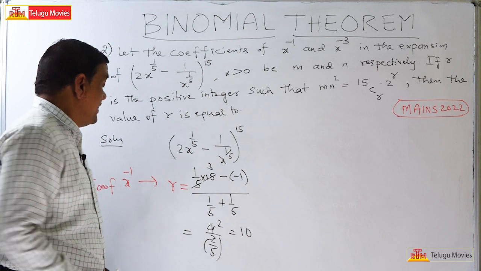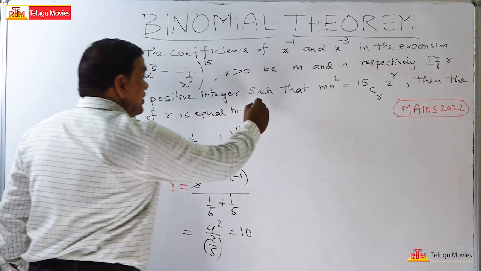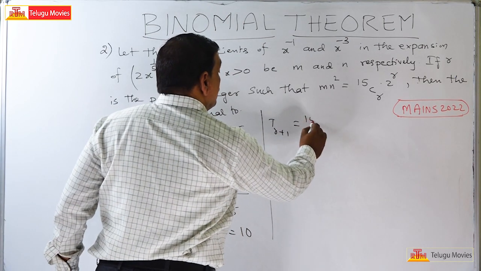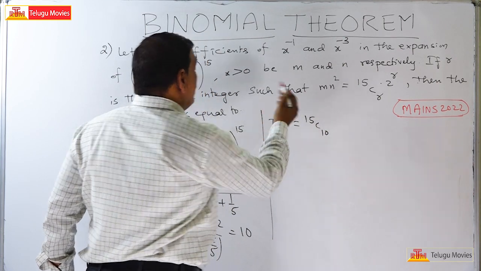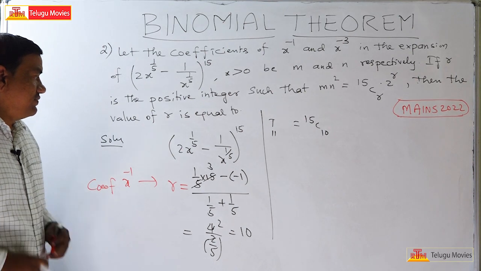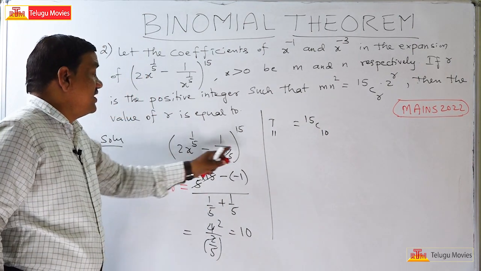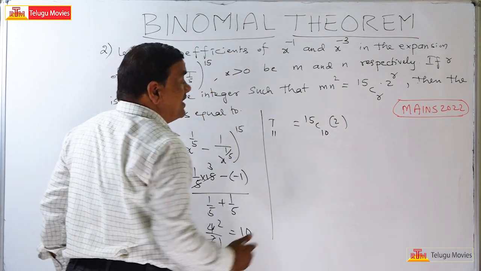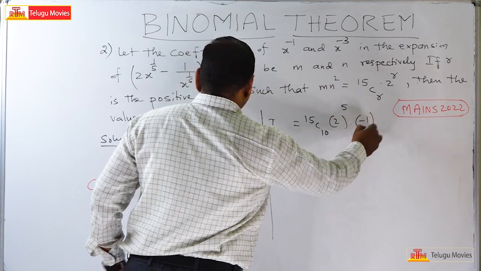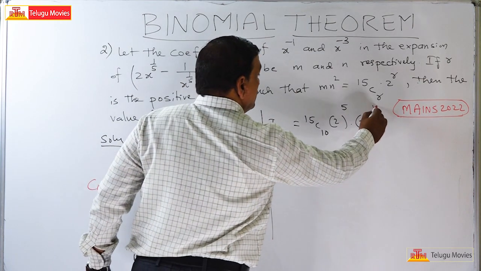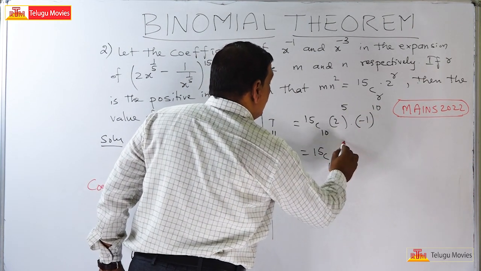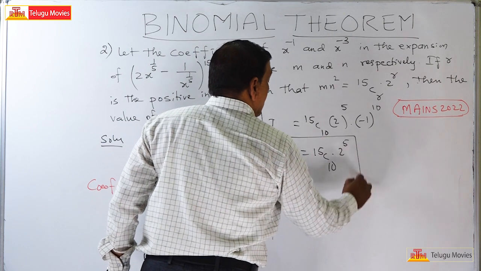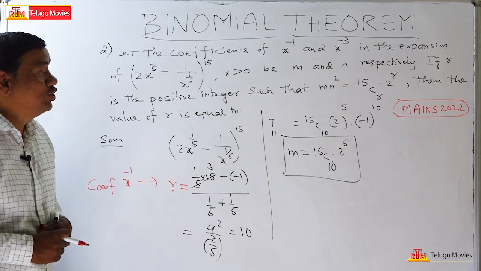Okay, now let us find that coefficient of x to the power of minus 1. So here we found r is equal to 10. Therefore T r plus 1 is equal to 15 C 10. That means in the 11th term you will get x to the power of minus 1. So 15 C 10, this is the first and second term, no need of writing x terms here, 2 to the power of 15 minus 10, and this is 5 into minus 1, so minus 1 to the power of 10. So this is equal to 15 C 10 into 2 to the power of 5. This value is m. Put it in the box. So you got the m value as 15 C 10 into 2 to the power of 5.